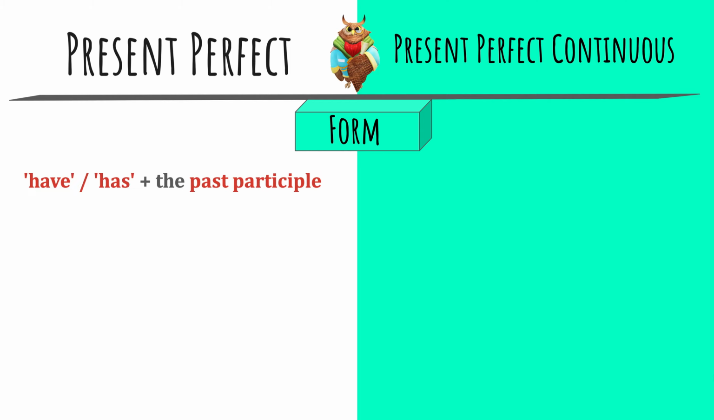Present perfect is formed with the help of the auxiliary verb have or has. Have for I, you, we, and they, and has for he, she, it, plus the past participle. What does it mean, past participle? For example, let's try the word do. The verb do has three different forms: do, did, and done.